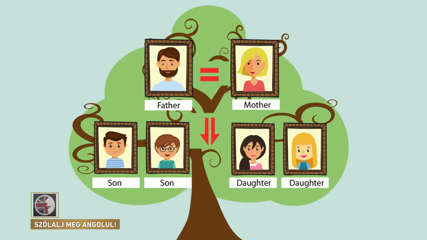Tim is Mary's son. He is her son. John is Mary's son. He is her son. Tim and John are Mary's sons. They are her sons. Elizabeth is Mary's daughter. She is her daughter. Doreen is Mary's daughter. She is her daughter. Elizabeth and Doreen are Mary's daughters. They are her daughters.